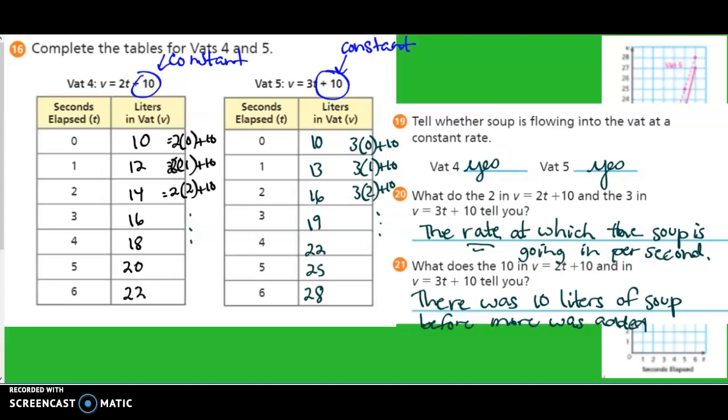Okay, I tried to get Unit 12 all into one video, but I talk too much. But there's so much information here. This is the last part. We're going to take a look at VAT 4 and VAT 5.